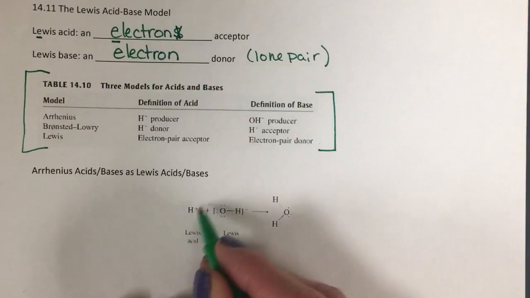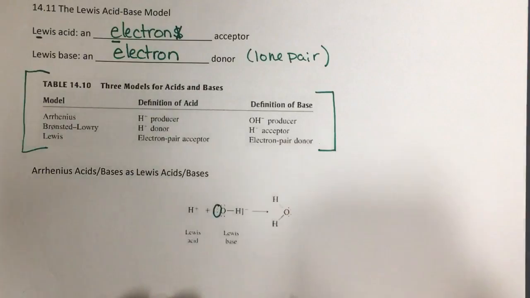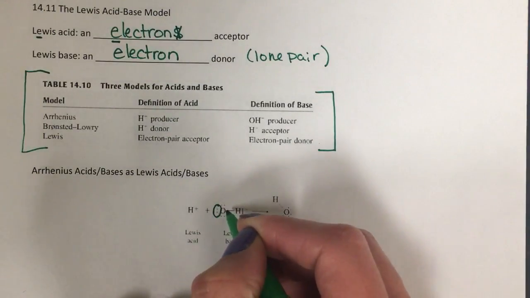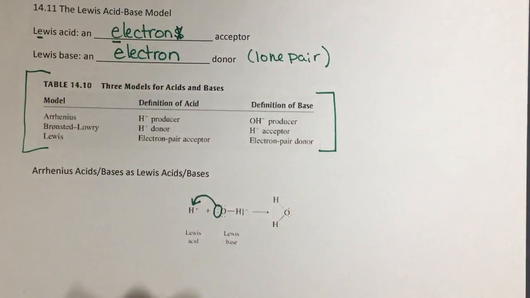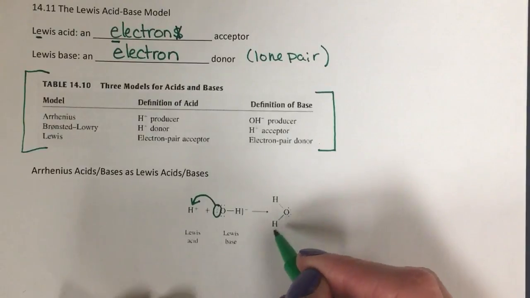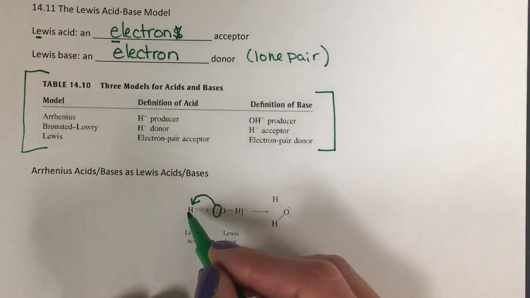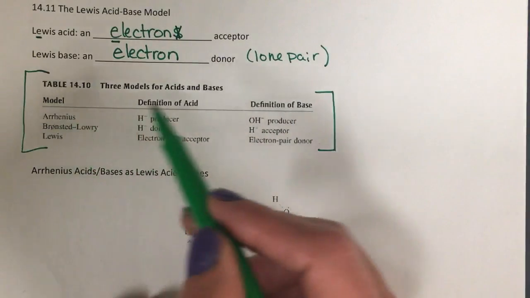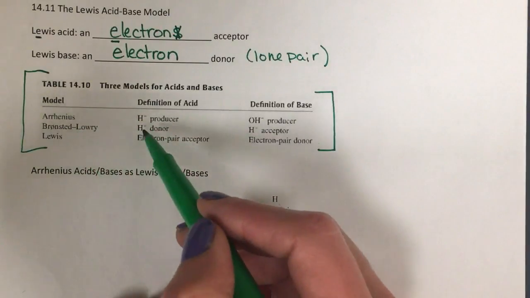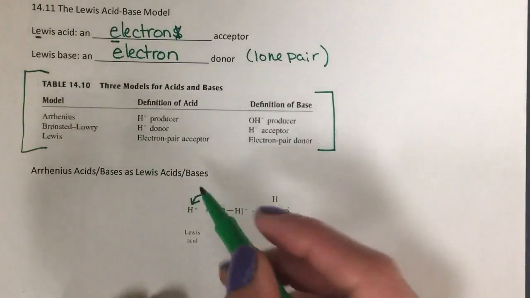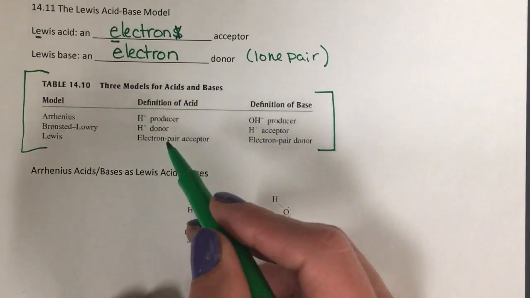This H plus is a Lewis acid because it is going to accept electrons, or a lone pair, from my Lewis base. My base donates electrons to this H plus, and it forms water. In this case, this H plus could be an Arrhenius acid because it's got H pluses. It could be a Bronsted-Lowry acid because it's donating an H+. It can also be a Lewis acid because it is accepting electrons.